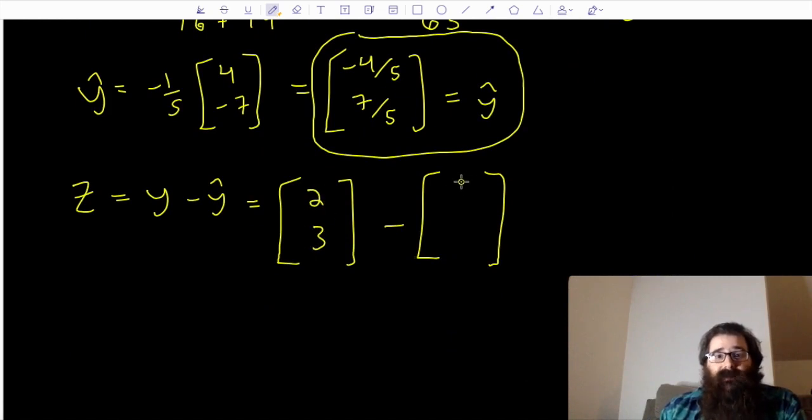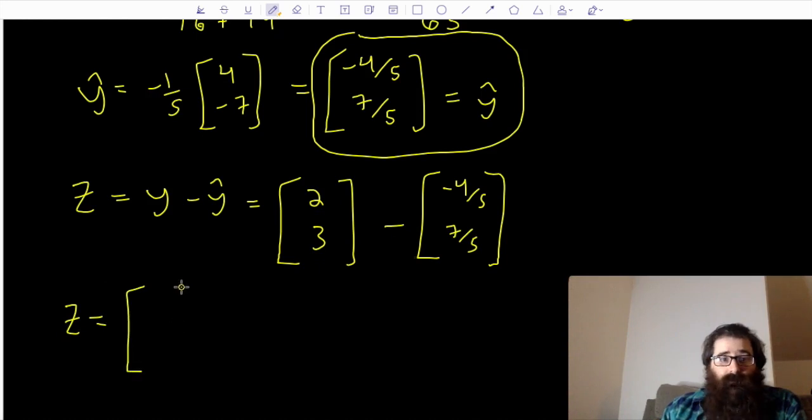And then y hat is negative 4/5, 7/5. And I want to subtract these. So I would get a common denominator. You know me. Common denominator, I love them. 2 is really 10/5. 3 is really 15/5. And then I'm subtracting this other vector.